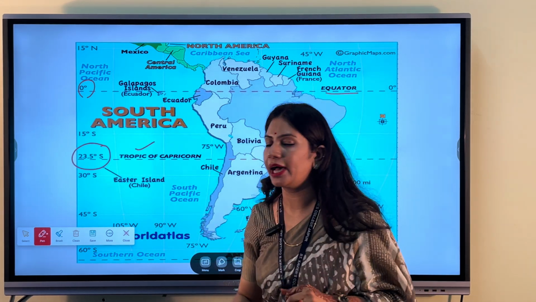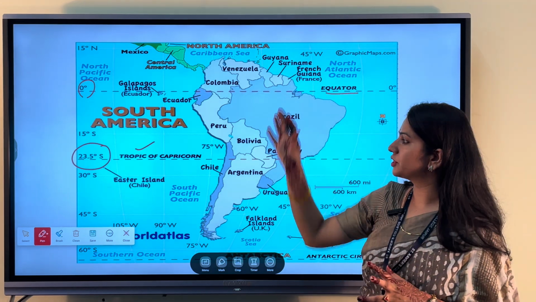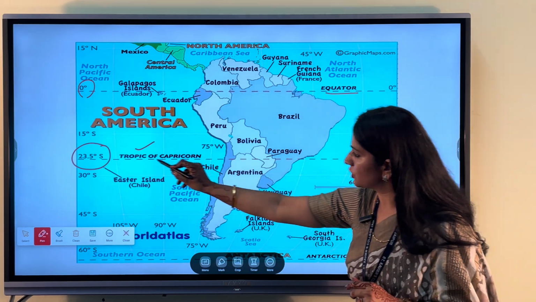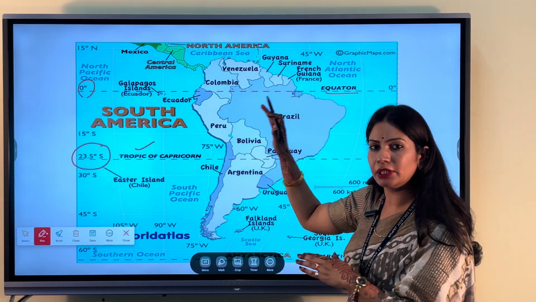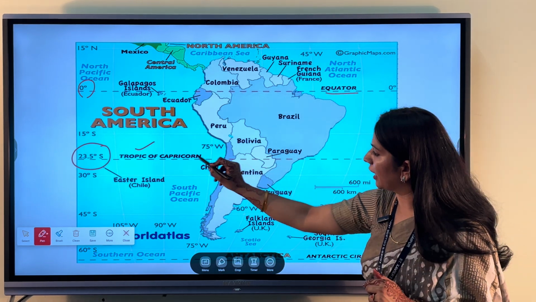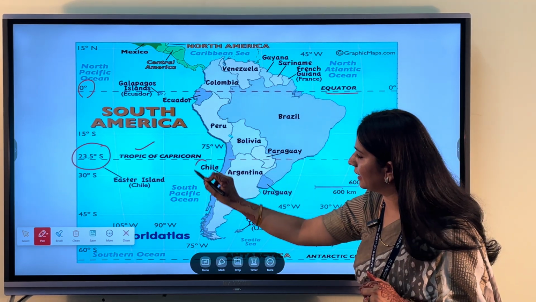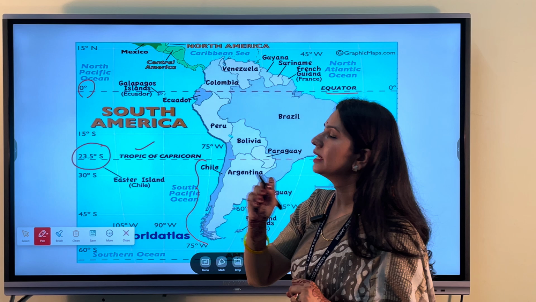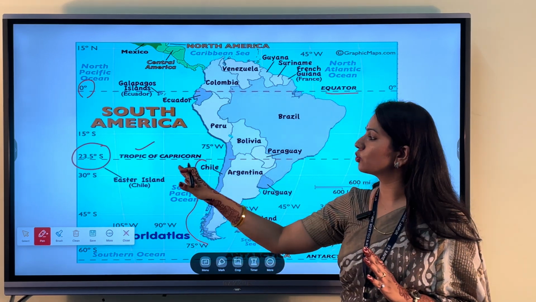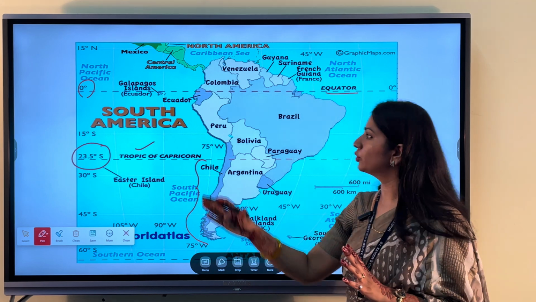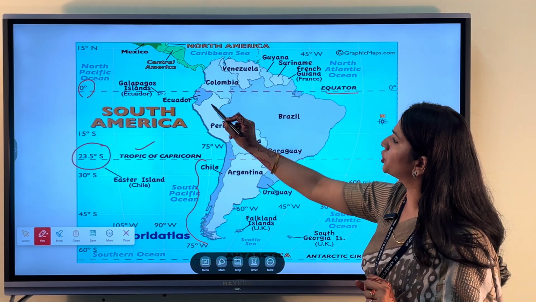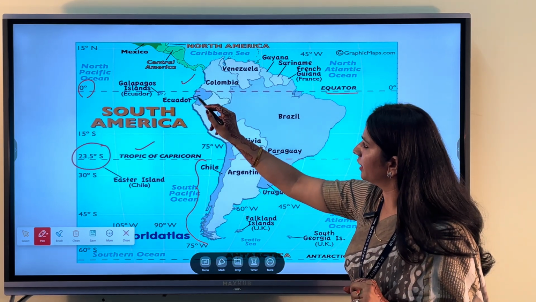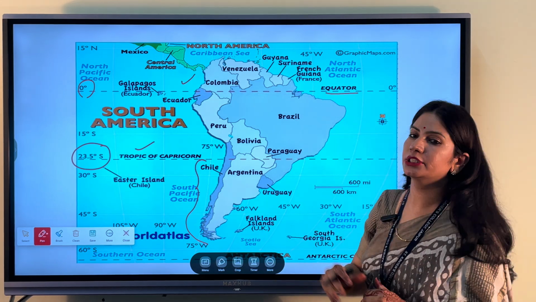So we can see the South American continent lies in the southern hemisphere, and Tropic of Capricorn passes almost through the middle of South America, and beyond Tropic of Capricorn, you can see the land of the South American continent starts tapering down. So these are the two reference latitudes which we will take into consideration while mapping our continent. A very small portion of South America lies towards the north of equator, and south of the equator, the majority of South America lies.